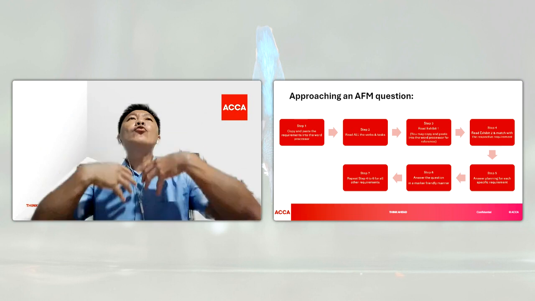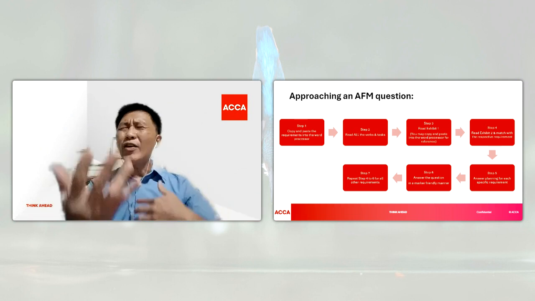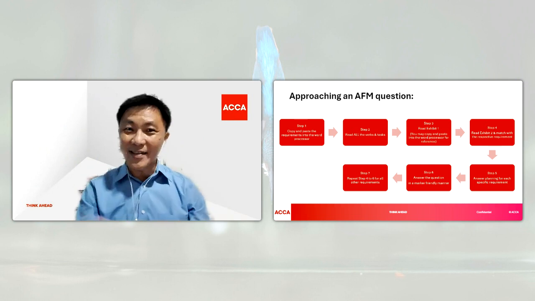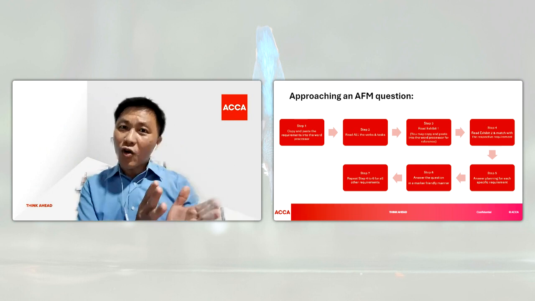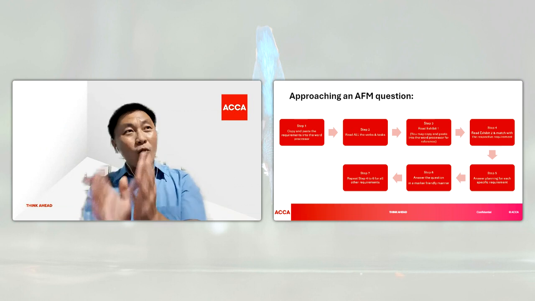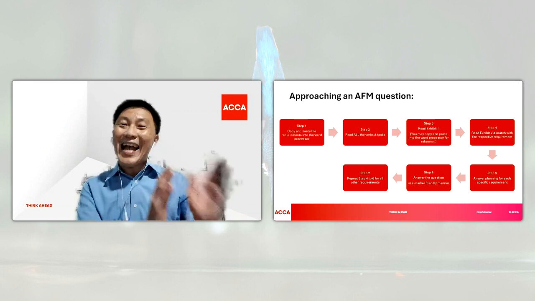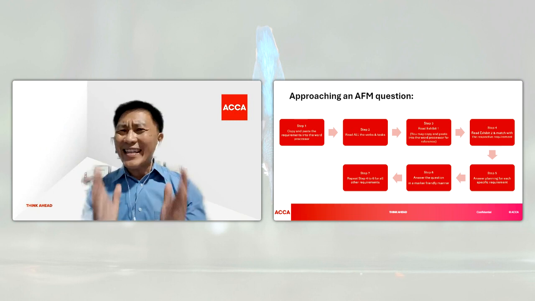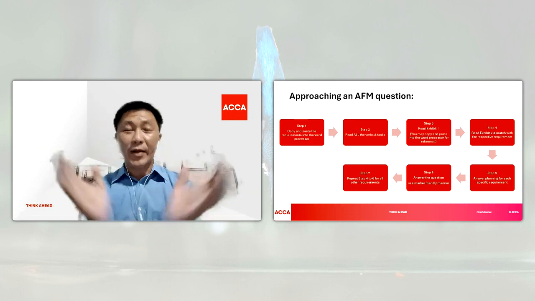How are you to generate your ideas? How are you supposed to generate your calculation? What are you supposed to write in your answer? You need to read the story. So step 3 is where you read your story in the exhibit. Guys, in AFM, the storyline in exhibit 1 is a generic one.